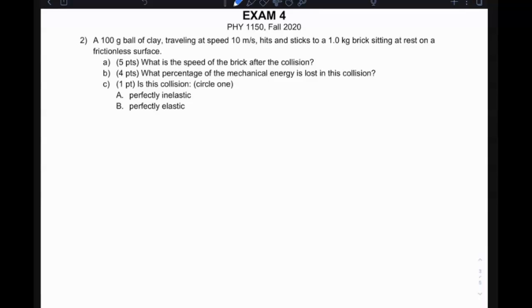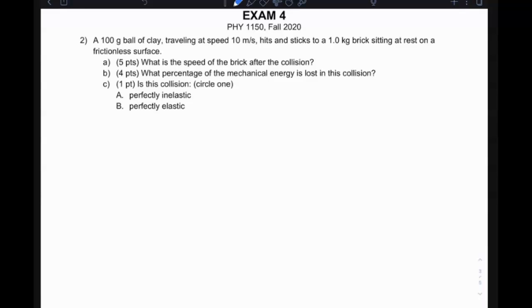This is a review of question 2 in exam 4. A 100-gram ball of clay traveling at speed 10 meters per second sticks to a 1.0 kilogram brick, which is sitting at rest on a frictionless surface. Part A of this question: what is the speed of the brick after the collision?